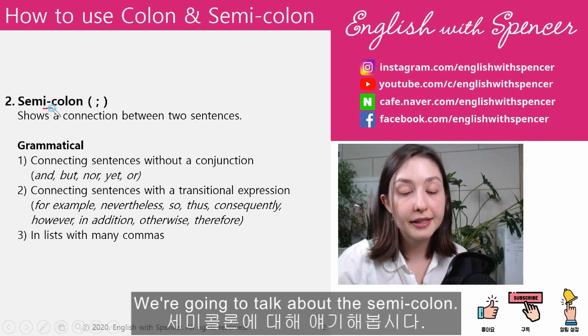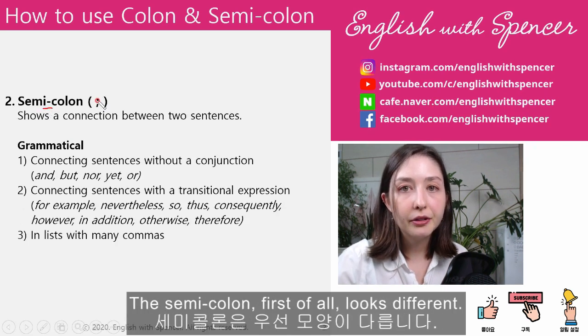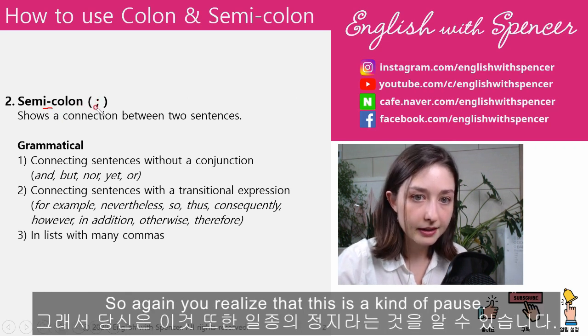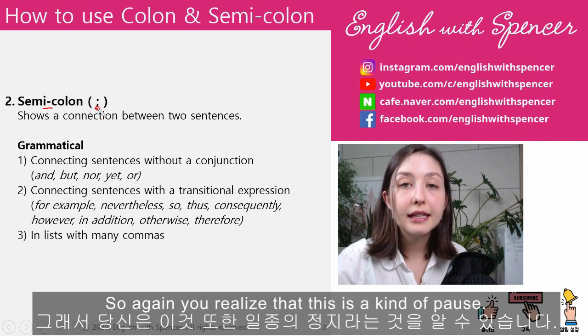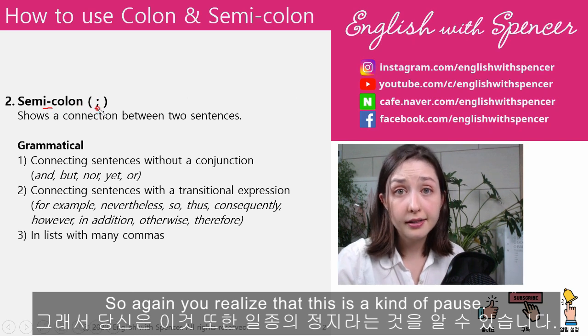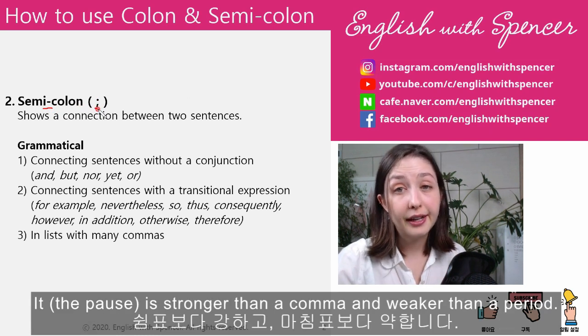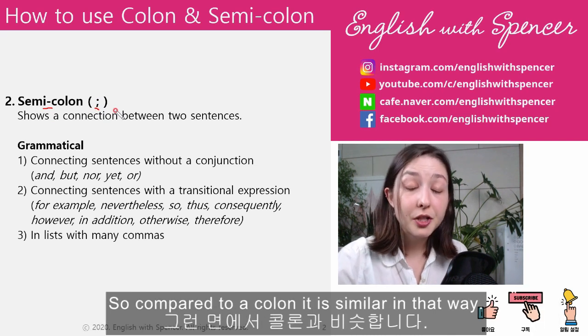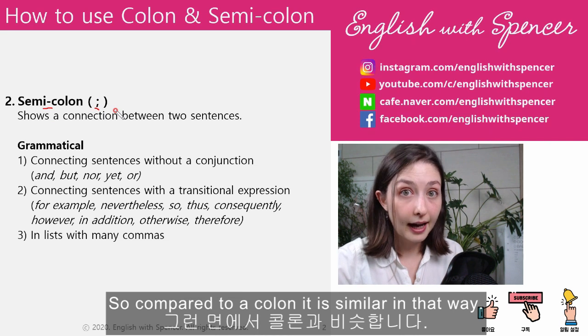We're going to talk about the semicolon. The semicolon, first of all, looks different. So it looks like a comma and it has a dot on top of it. So again, you realize that this is a kind of pause. It is stronger than a comma and it is weaker than a period. So compared to a colon, it is similar in that way.